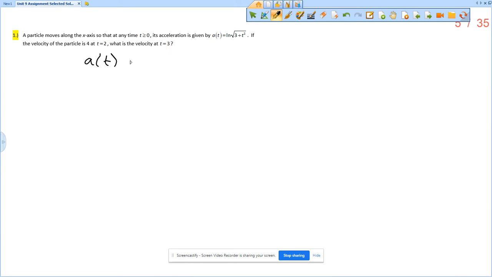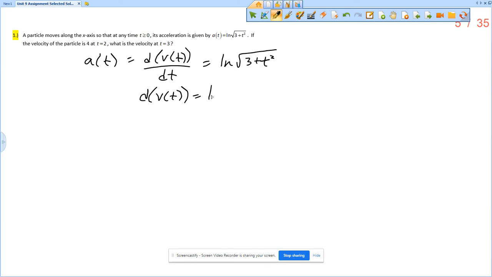Now, we know that a is the derivative of velocity, so the derivative of v of t with respect to t. If I wanted to find v of t, I'm going to have to separate the variables. So dv of t equals the natural log of the square root of 3 plus t squared dt. Then we're going to have to integrate.